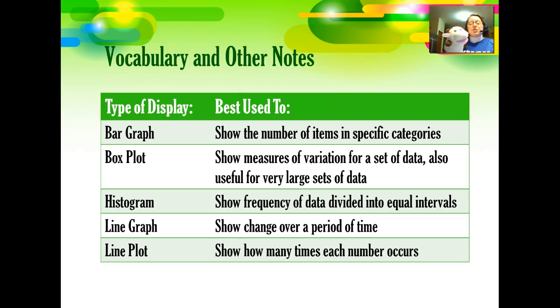A line graph is used to show change over a period of time, and a line plot is used to show how many times each number occurs. The line graph is on a coordinate grid, and we plot data and connect the dots, and the line plot is putting X's or dots for the data above a number line.